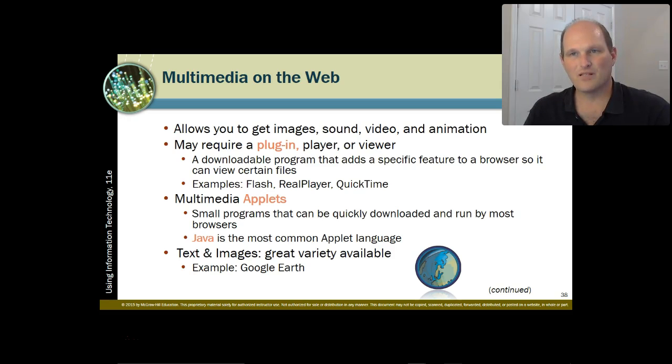So some examples that would allow you to use multimedia on the web are like Flash, Real Player, and QuickTime. And I'm very aware that Flash has some huge security issues, and a lot of these have some security issues, and you have to be careful with them. Multimedia applets are just small programs that can be quickly downloaded and run by most browsers. Java is the most common one, and again, you got to be careful with any of these plugins because they can be exploited, and you can have viruses and all sorts of things put into them.